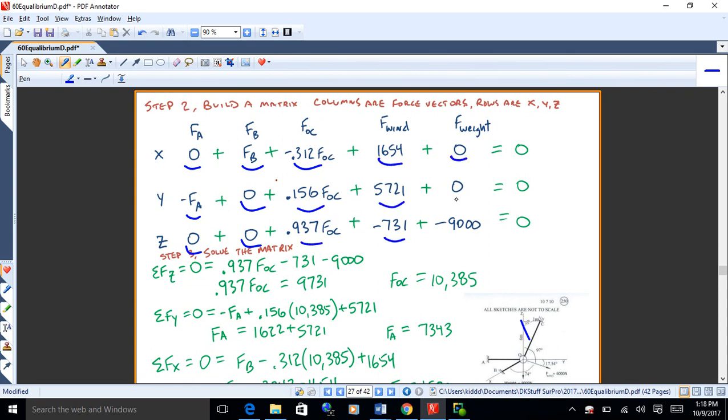So the stuff I'm underlining, that's just the forces dropped in columns. Now the stuff in green, which I didn't underline, is I'm taking those rows and turning them into equations. That's easy enough to do. I just put plus signs between the terms and set it equal to 0, because I know it's equilibrium. So I know the sum of the x's is 0, the sum of the y's is 0, the sum of the z's is 0. That's equilibrium, okay?